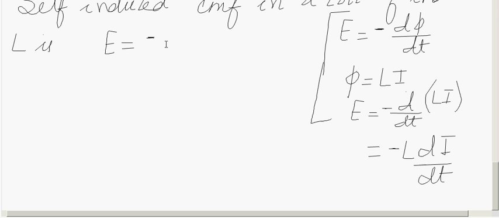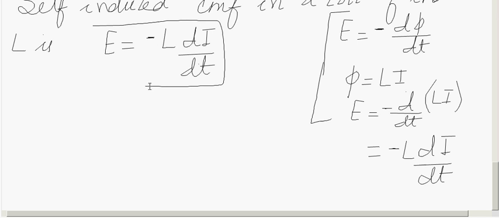And you know the meaning of the minus sign. It indicates that the induced EMF opposes the cause producing it. The negative sign indicates the opposing nature of induced EMF. E is minus L into di by dt. We need to remember this equation also. So, for induced EMF, from now onwards we have two formulae. One is based on the flux. E is minus d phi by dt or minus N into d phi by dt. Phi is Li. E is minus d by dt of Li, minus L into di by dt.